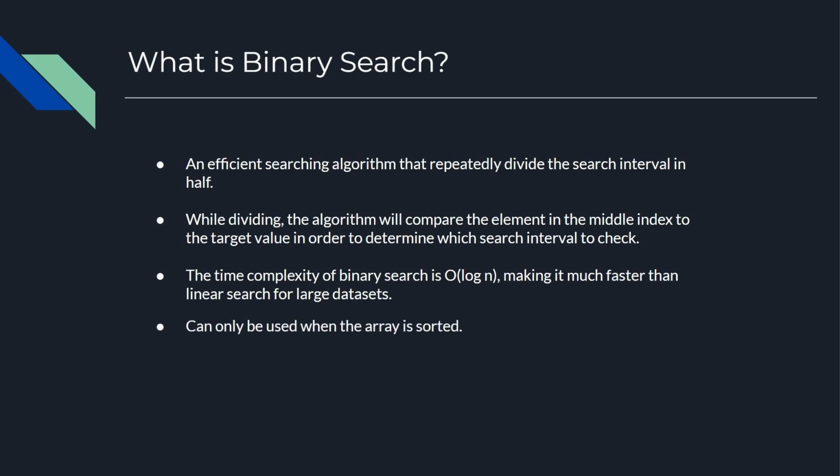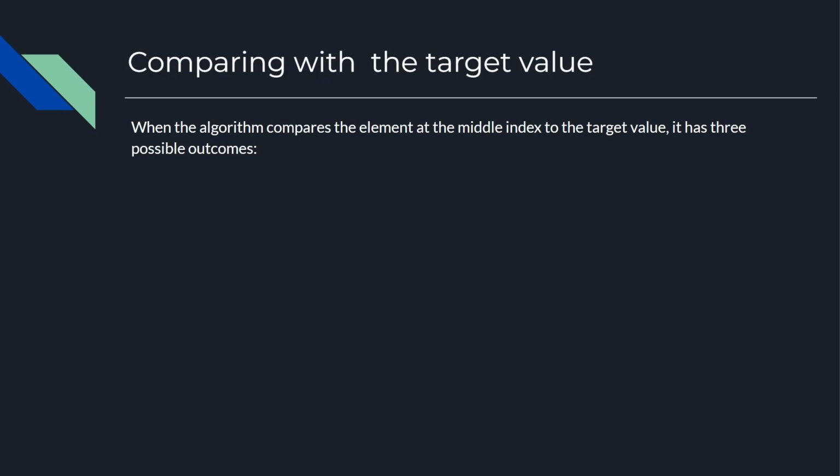And the key here is that binary search only works on sorted data. If the array isn't sorted, binary search won't give you the correct results. The algorithm picks the middle element of the array and compares it to the target value. So when the algorithm compares the values, there will be three possible outcomes.